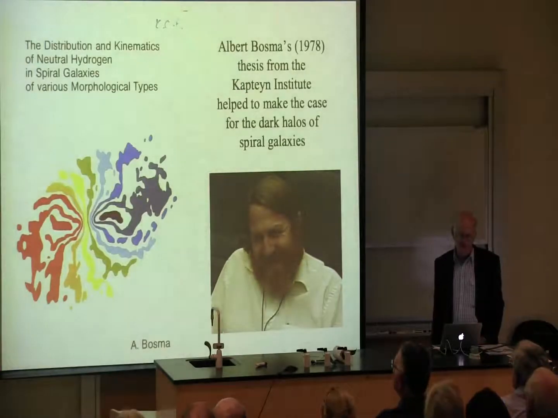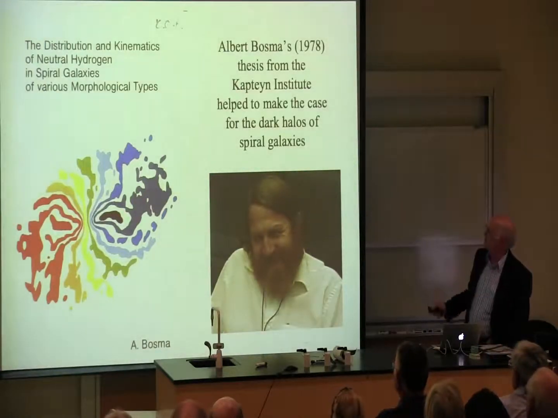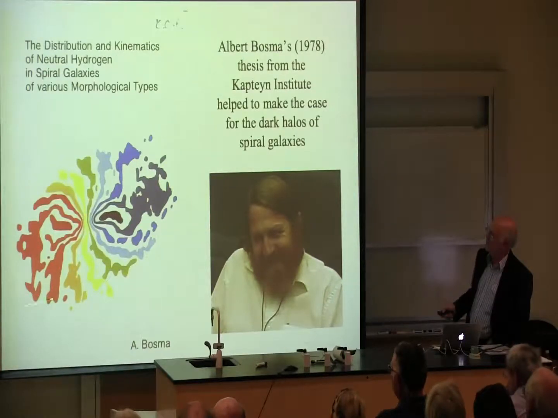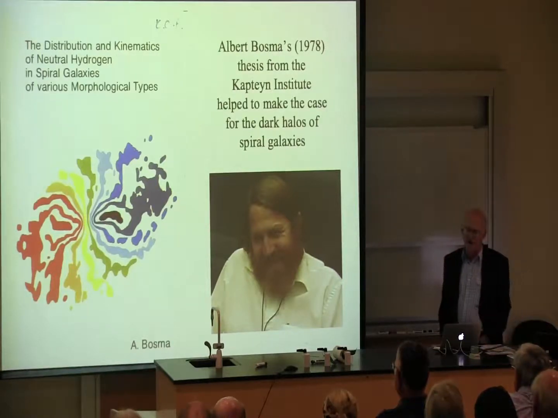Okay, so the big thing that happened in 1978 was that this chap's thesis was published. This is a friend and colleague of mine. His name is Albert Bosma. He was the first person to produce really good rotation data with this new Westerbork telescope. And when his thesis came out, it absolutely stopped. The argument just stopped because the data were great. There was no question about the problems that we had.